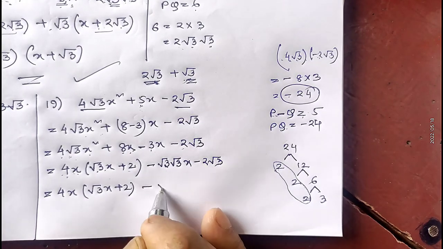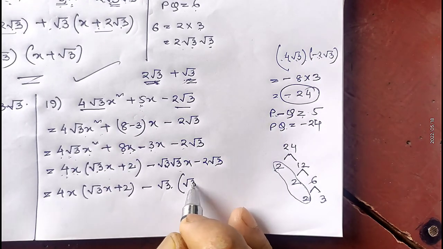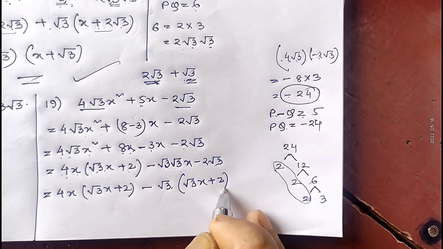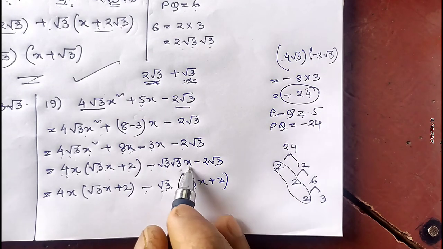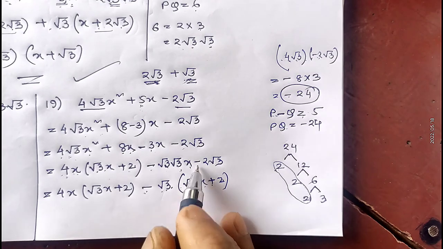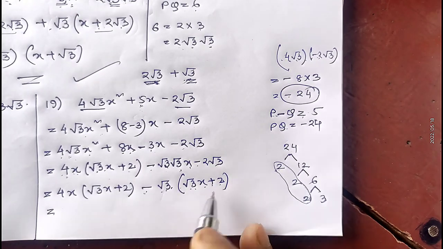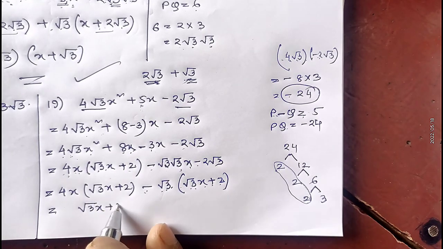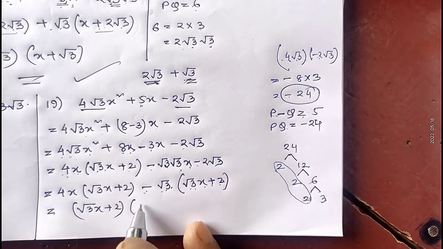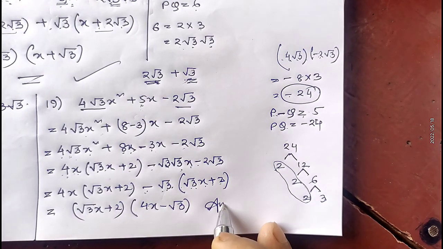From the last 2 I can take root 3 common, and if I take root 3 common, then we are left with root 3x plus 2. Now if you check, minus root 3 into root 3x plus 2. Now root 3x plus 2 here also can be taken common. So we are left with 4x minus root 3, which is the required answer.